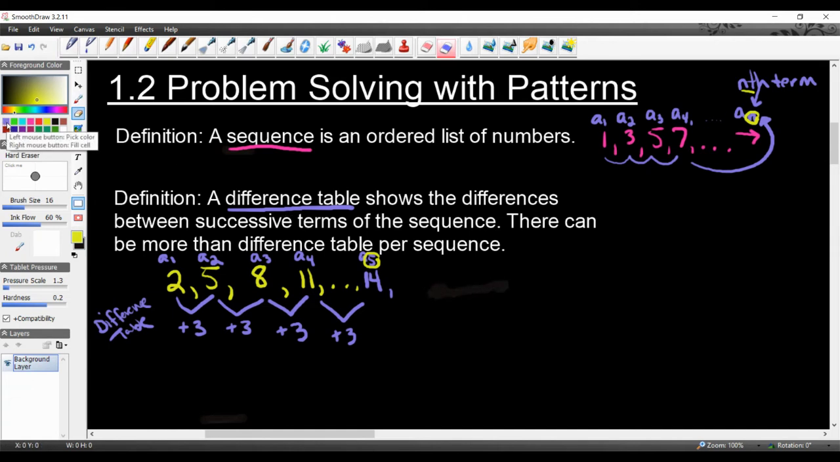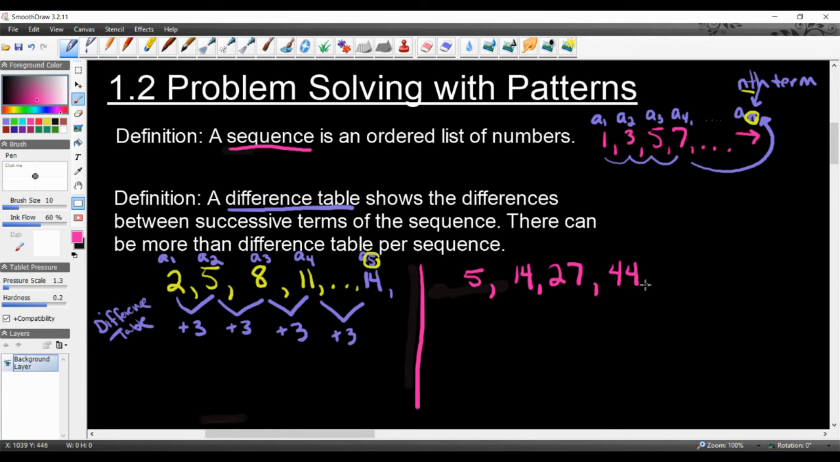I'm going to put a line through here to mark the separation. Let's say we had something like 5, 14, 27, 44, and let's say we're trying to find the next term, dot, dot, dot.